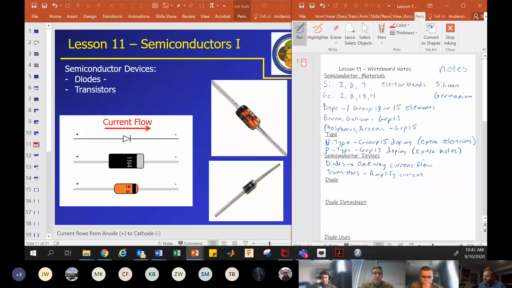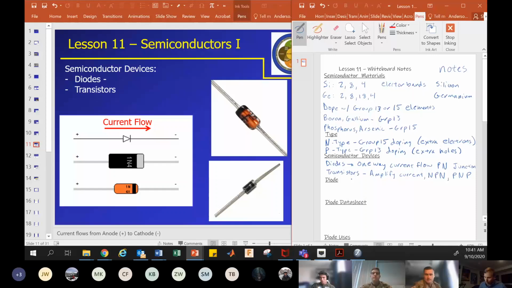So we talked previously about P-type silicon or N-type silicon. A diode is created by making what we call a PN junction, which means putting P material in close contact with N material. Okay, we'll talk about that more in a second. A transistor is NPN or PNP. And we'll talk about that next lesson.